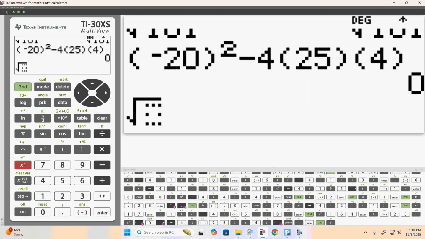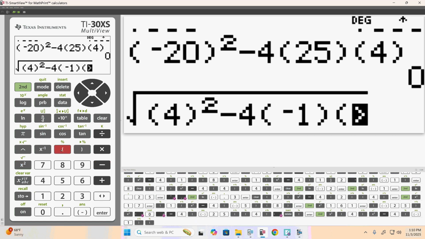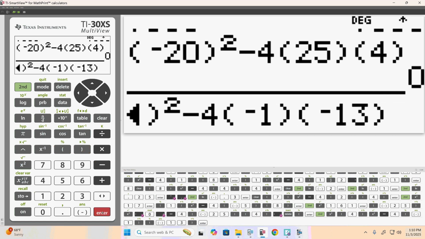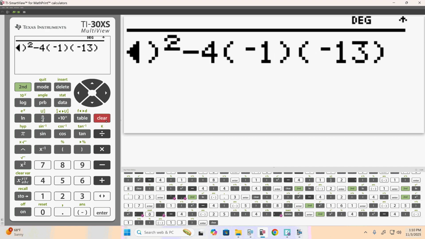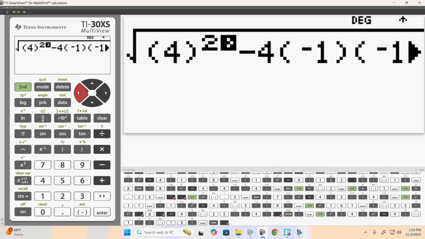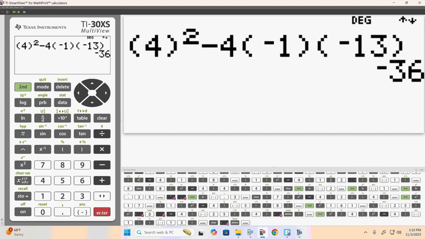I mean, up to this point, it's not made a big difference. Let's see here. 4 squared minus 4 times negative 1 times negative 13. We've been able to just type the whole thing in and be just fine, yes? But here it gives us a domain error, which means that the value of b squared minus 4ac, that 4 squared minus 4 times negative 1 times negative 13, is actually a negative number. Which means I have to come back in here, tell it not to take the square root, tell me just what that is.